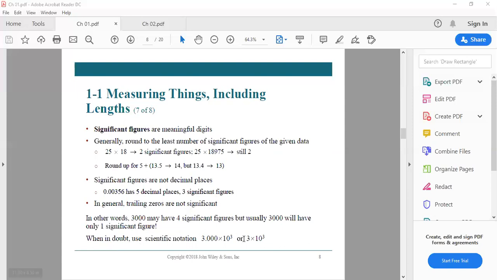When in doubt, use scientific notation. Changing into a form like this, that's very clear as far as the number of significant figures that you have.